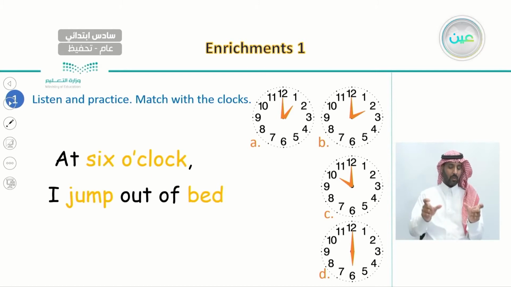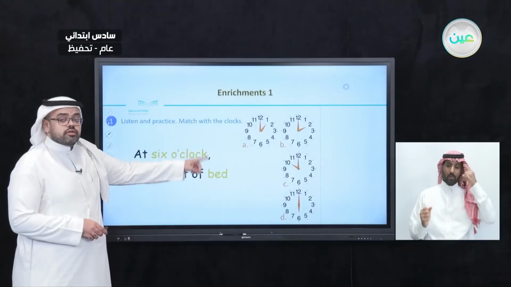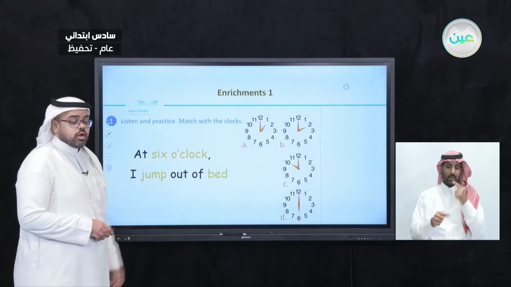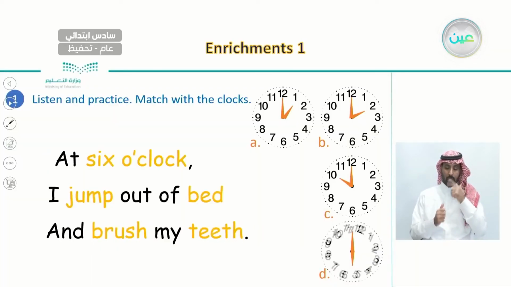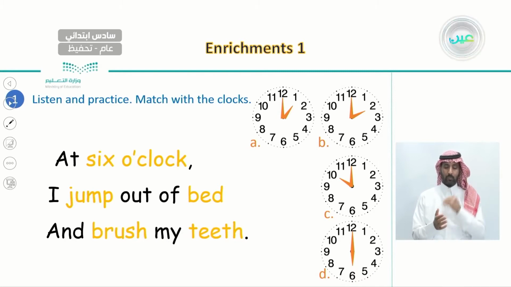So at 6 o'clock, I jump out of bed. So which one of these clocks is 6 o'clock? It is, of course, the last one, number D. Let's listen to another phrase.